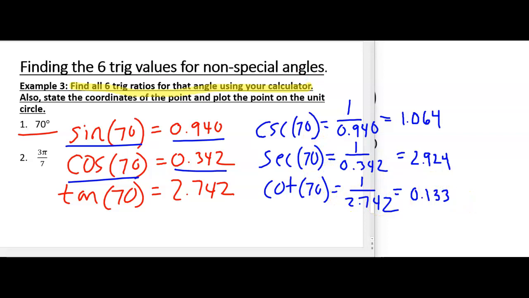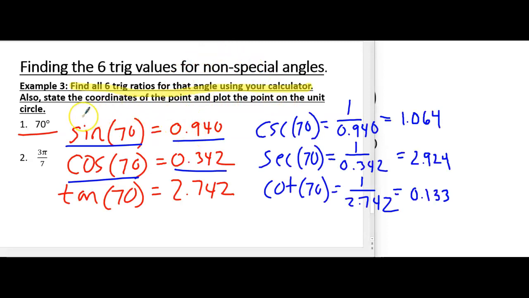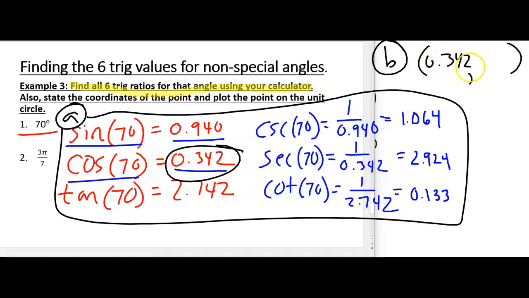Now, we're still not done with this first question because it asks us to do something else. It asks us to state the coordinates of the point and then plot that point on the unit circle. So I guess we'll call this part here A. Oh, that's part A. Let's do part B. Part B is pretty straightforward, though. I want the coordinates. The coordinates are the x value and the y value. In other words, the answer we got for cosine is the x value, and the answer we got for sine is the y value.